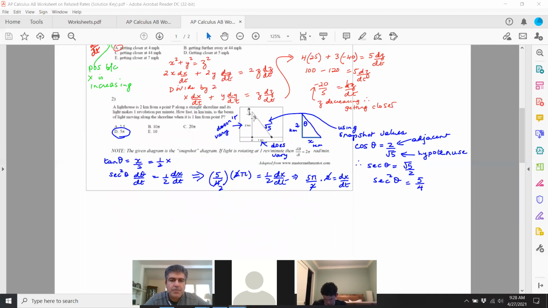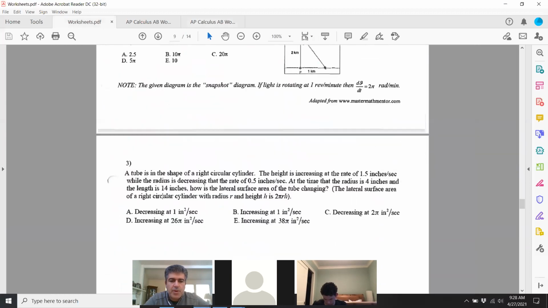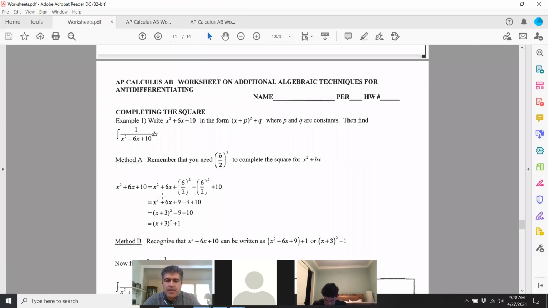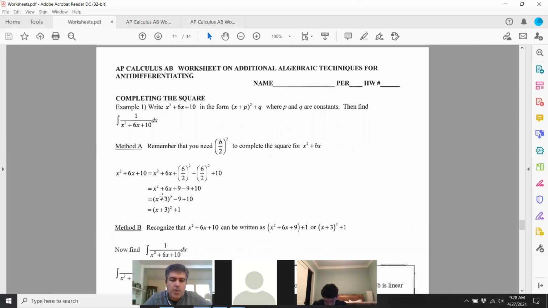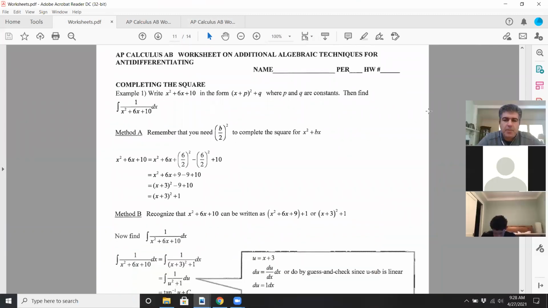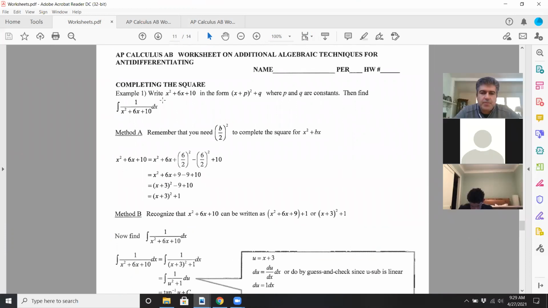No? Okay. The last worksheet we're going to go over will be additional algebraic techniques for anti-differentiating. This is more of a recent thing. You are going to run into some integrals that just look a little weird, like 1 over x squared plus 6x plus 10, where you can't really do a u sub.